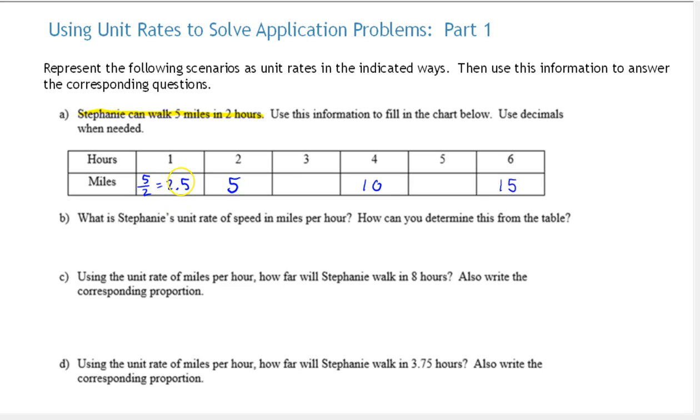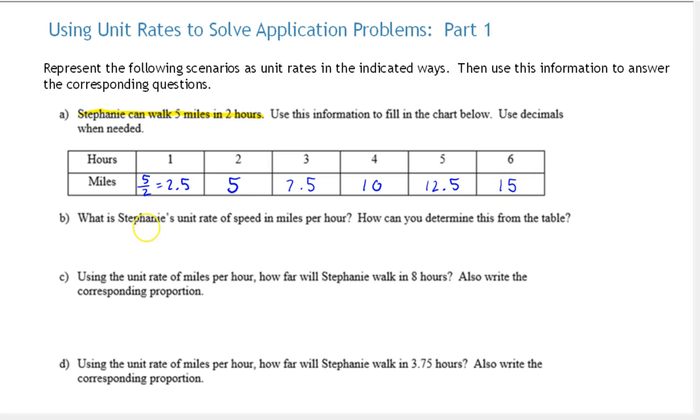So if she can go 2.5 miles per hour, to find the other values, we can continue to add on 2.5 miles to the previous amount. So 2.5 plus 2.5 is 5, so that corresponds. 5 plus 2.5 is 7.5. Another 2.5 is 10, so that checks our work. Another 2.5 is 12.5. And another 2.5 is 15, so that corresponds with our work as well.